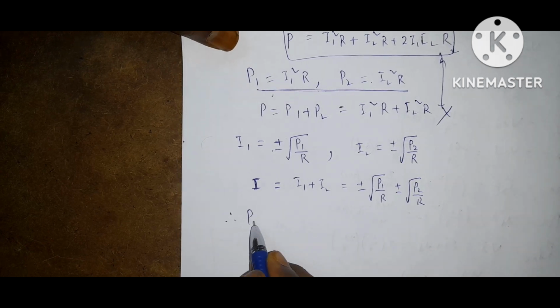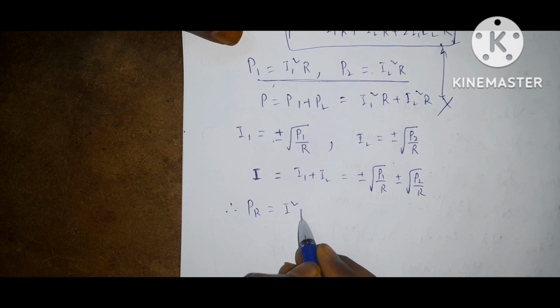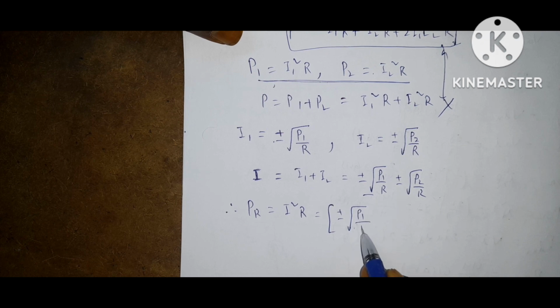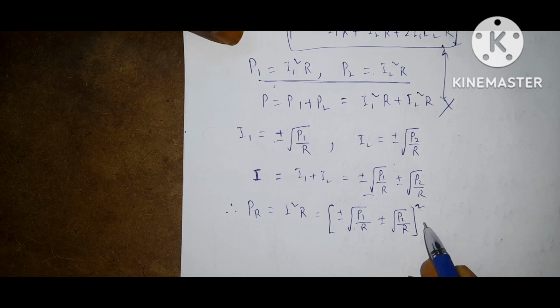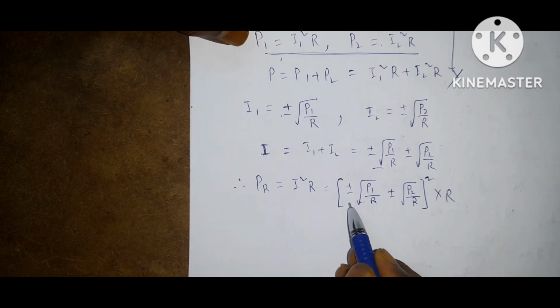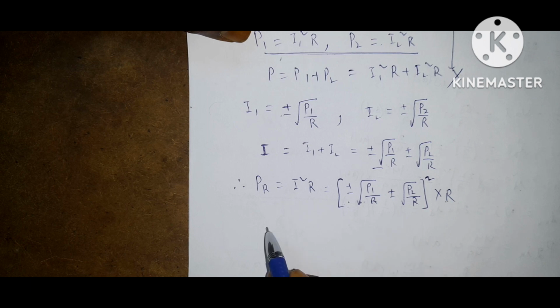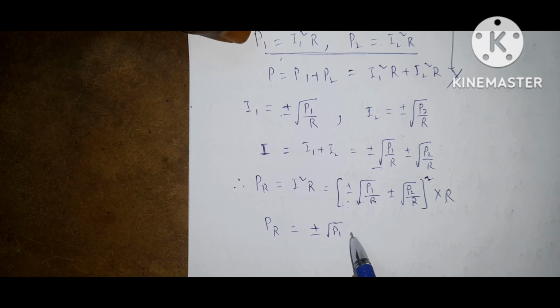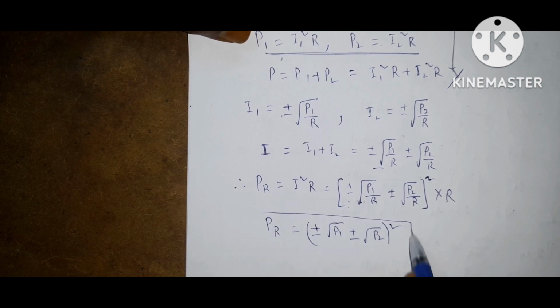Now what is the power dissipated across the resistor? PR is equal to I square R. So what is I? I is equal to plus or minus root P1 by R plus or minus root P2 by R, whole square into R. So if you take common 1 by root R here, root R whole square means 1 by R. This R and this R gets cancelled. Then you will get PR is equal to plus or minus root P1 and plus or minus root P2 whole square.